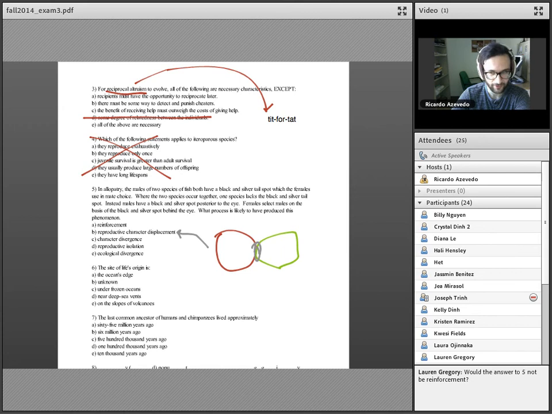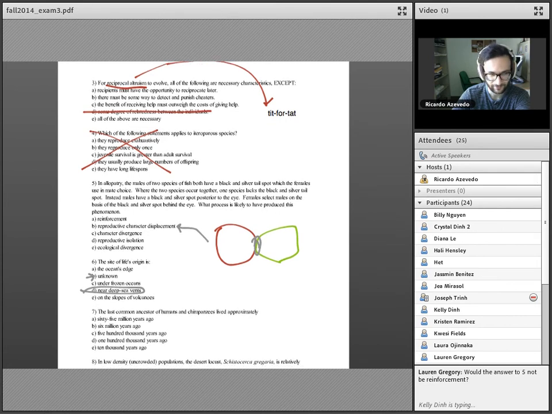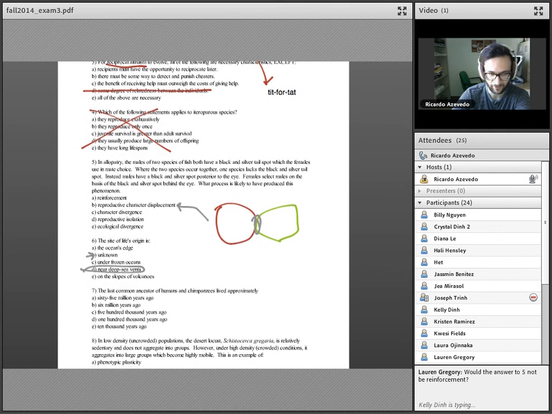So site of origin of life, where is it? Ocean's edge, unknown, under frozen oceans, near deep sea vents. Actually, this one is pretty odd. I mean, near deep sea vents are pretty good, on the slopes of volcanoes, like that's the most likely. But isn't it unknown? I'm going to say it is unknown. There are possible sites, but it could have come from another planet, as far as we know. So I'm going to say unknown.